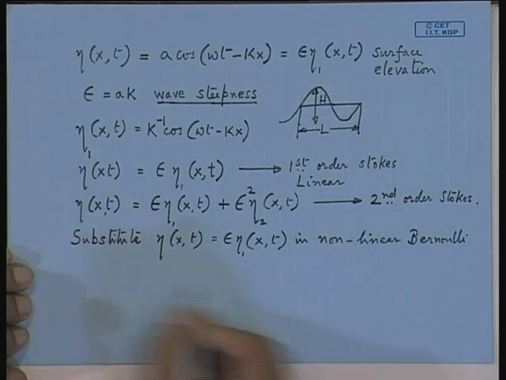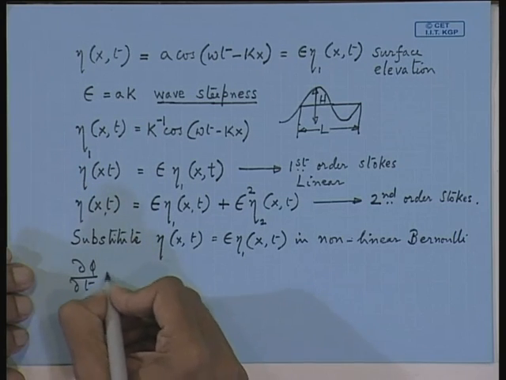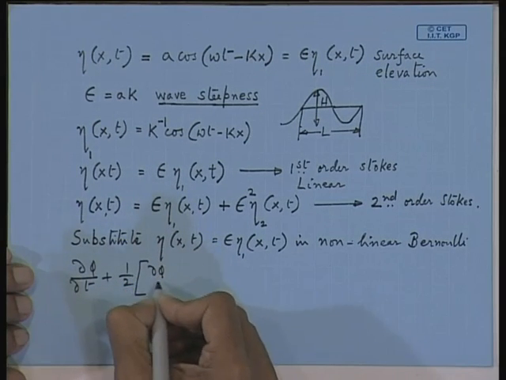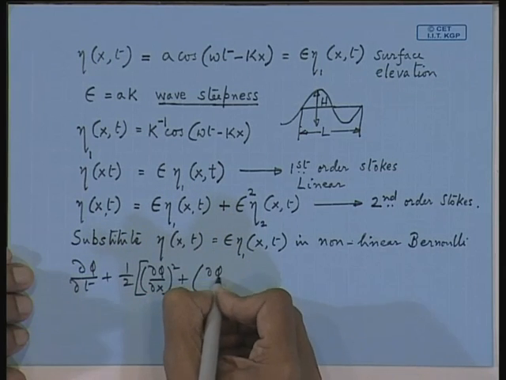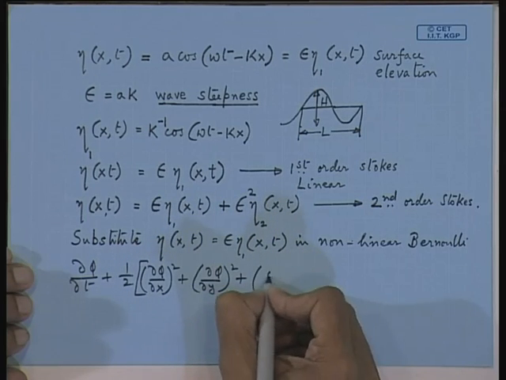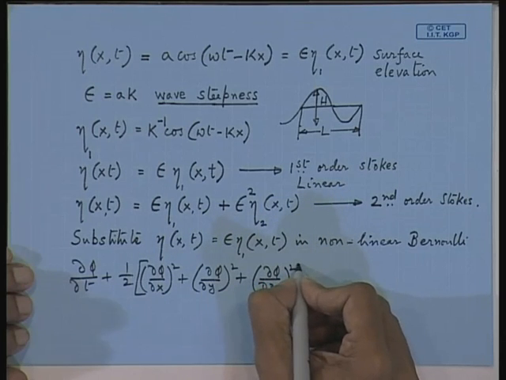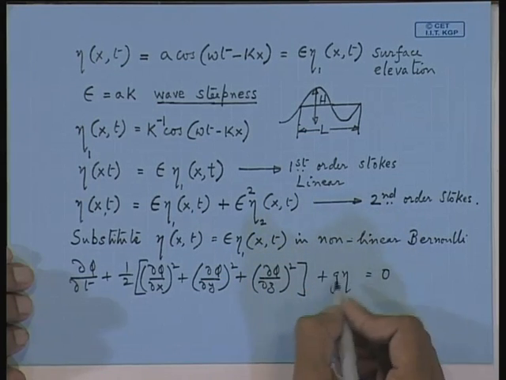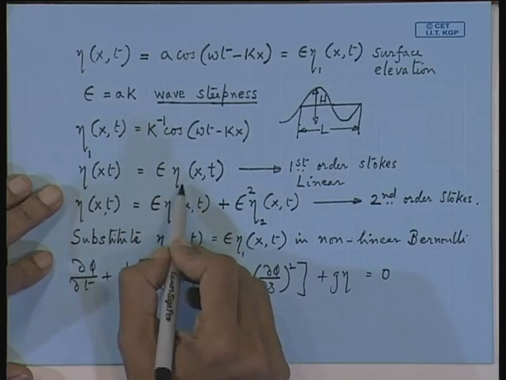And then you simplify. So, your nonlinear Bernoulli is del phi by del t plus half of del phi by del x squared, and del phi over del y squared, and then substitute this, plus g eta equal to 0. That means you can see this eta term you take as this expression, epsilon eta 1 x t.